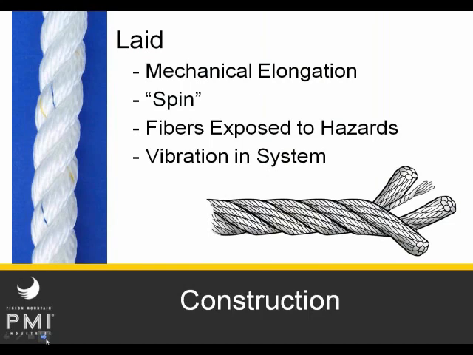Laid ropes are three-strand twisted ropes. Typically they are not used nearly as much in life safety applications as they were some years ago. Laid ropes offer a certain amount of mechanical elongation that's simply due to the untwisting of the rope when you load it. This also creates a little bit of spin in your system, which can be a little disconcerting.